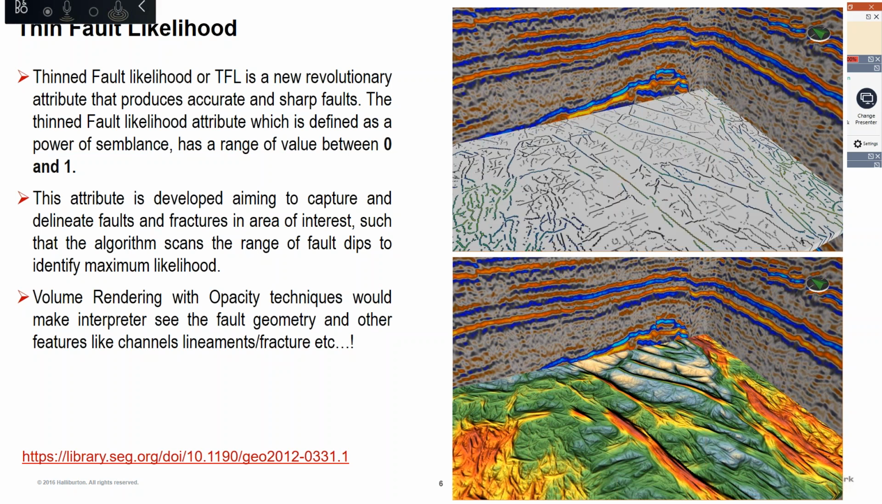And I can see that almost all the previous attributes have been replaced by fault likelihood, like semblance, discontinuities, chaos, and other attributes. They have all been replaced by likelihood. People now prefer fault likelihood attributes. The data values in these attributes are in the range of 0 to 1. 0 means less likelihood, and as we approach 1, the likelihood of fault increases. This attribute was developed aiming to capture and delineate faults and fractures in the area of interest.